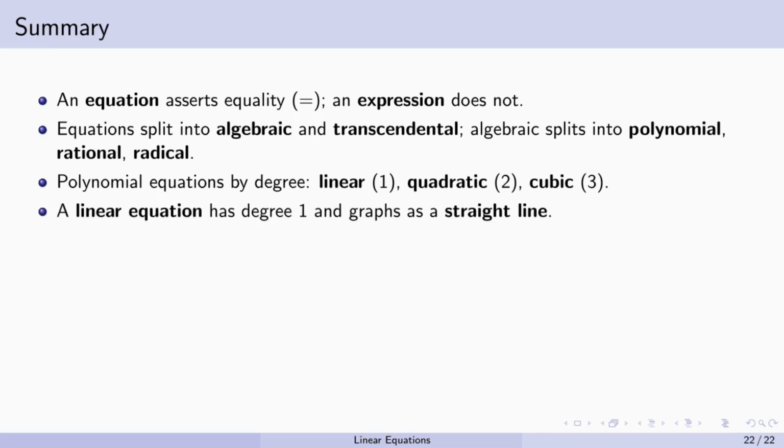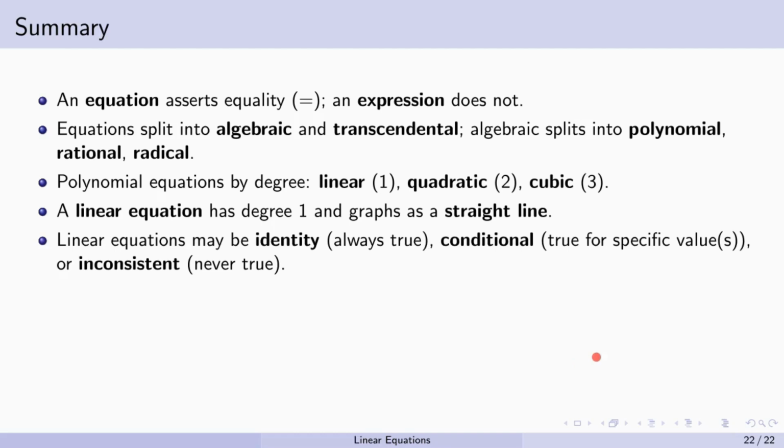A linear equation has degree 1, and its graph is always a straight line. It can be increasing or decreasing, depending on the slope. If the slope is positive, it is increasing, and if the slope is negative, it is decreasing. Linear equations come in three flavors. Identity, always true for every real number. Conditional, true for one specific value. And inconsistent, never true.